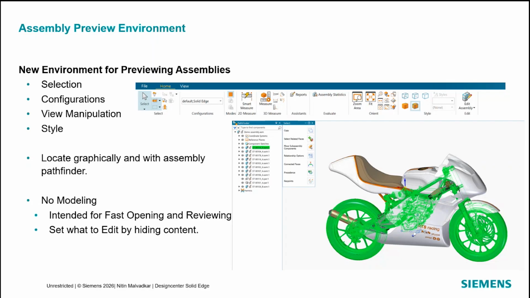This is actually very useful because a lot of times, when you're working on a large assembly, a designer just wants to get an idea of the dimensions of the particular part that he needs to create. So instead of wasting time trying to open the whole assembly, you can use the assembly preview environment for opening a certain section of it. All right. But just note that there are no modeling tools available when you are inside the assembly preview environment. Over here, the focus is on opening the files fast for reviewing and deciding what to edit.